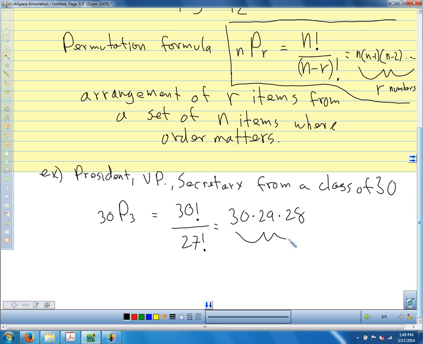And I said we multiply 3 numbers. That's what I meant by R numbers. And I multiply this out, and that would tell me how many arrangements of officers, of president, vice president, and secretary I could have from a class of 30 people. That would be an example of a permutation. All right, questions there?